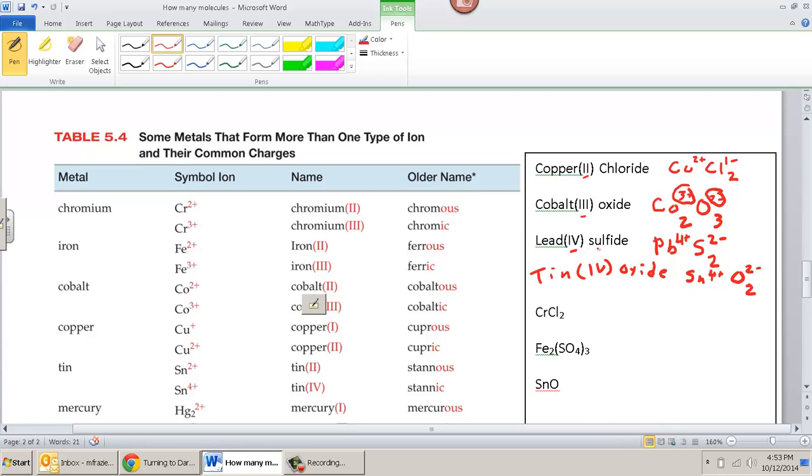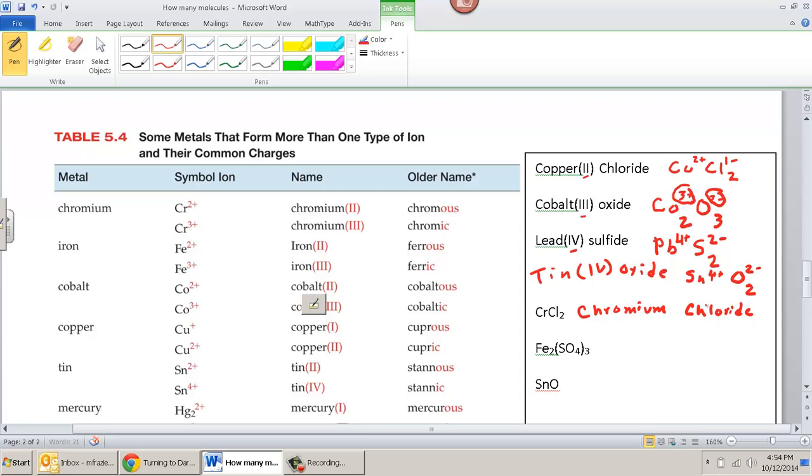Okay, now for the second type of problem that you might run into, you're given the formula, and we need to figure out what to call this stuff. So in this example, we've got CrCl2. So Cr is going to be chromium, and Cl is chloride. Now the only thing we've got to do is figure out what the Roman numeral is that goes with that. So now you've got to look at the anion to figure out what the charge is going to be on the chromium.